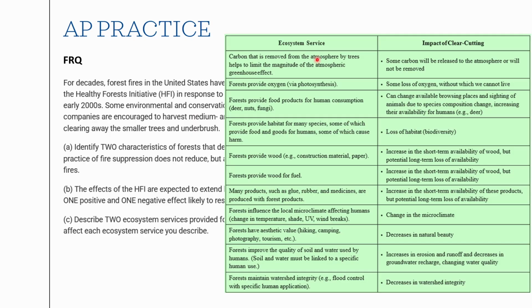So probably a number one ecosystem service is that carbon is removed from the atmosphere by trees, right? And so when we clear cut, that carbon will be released back into the atmosphere, fueling climate change. Another one is forests provide oxygen via photosynthesis, so we could lose that production of oxygen. Forests provide food products, right? So if we take those trees out, well, that can change that availability. Forests provide wood, right? So whether it be for construction material or fuel, well, again, with clear cutting there's an increase short term, but long term, we lose that availability. So there's a number of things here.